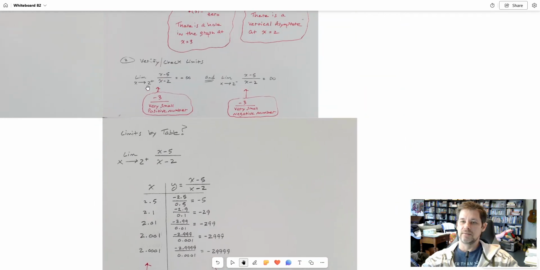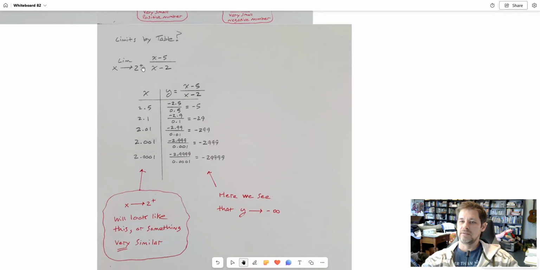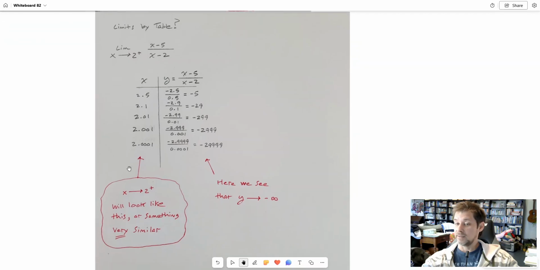Suppose that this way that I reasoned here just didn't make sense to you. Limit as x goes to 2 from the right. Well, first, what does it look like if x goes to 2 from the right? It would look something like this. It doesn't have to look exactly like this, but something very similar to this, if not this. Why is that?